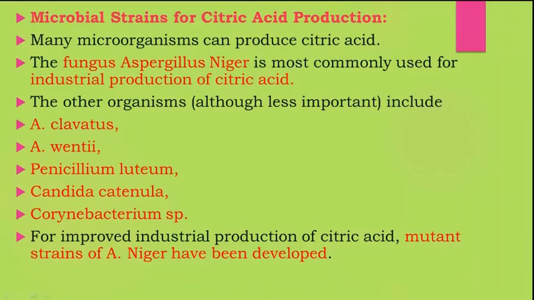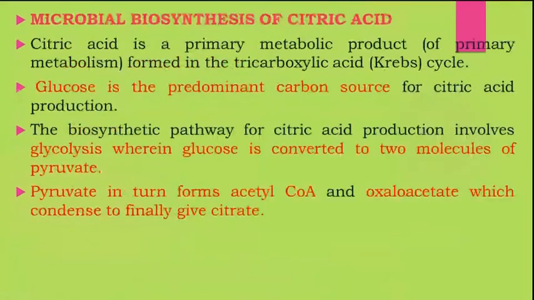Then what is exactly happening in the biosynthesis of citric acid? Mainly it requires a glucose source. This glucose will undergo the glycolysis process, then it will be converted into pyruvate. You have studied the TCA cycle already, and in that you will know the exact structure.